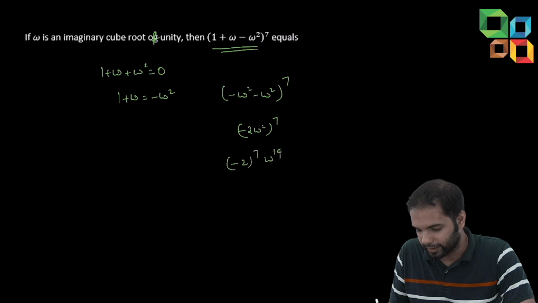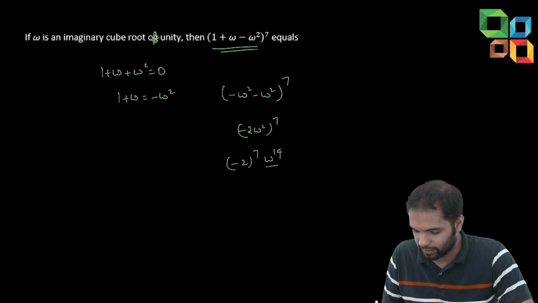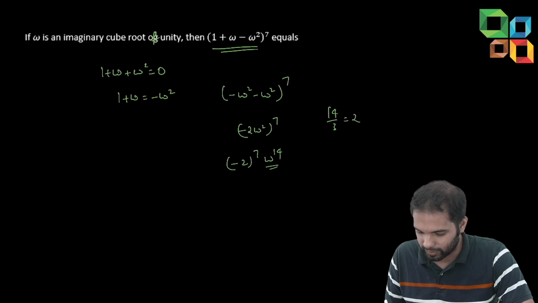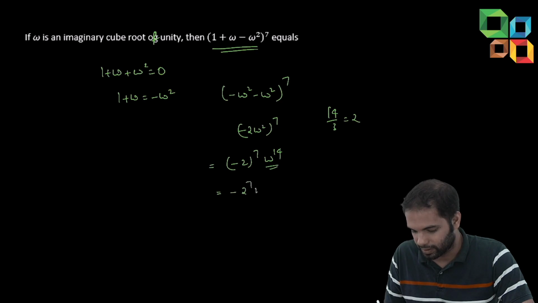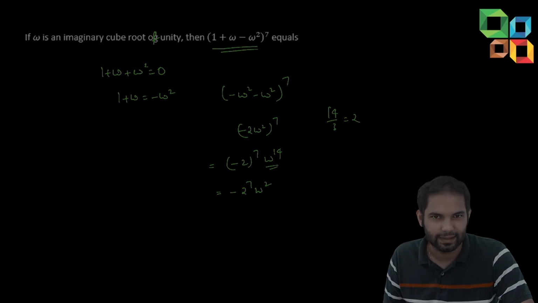So it is minus 1 whole power 7 omega power 14. Correct. So omega power 14 is what? I divide 14 by 3. Remainder is 2. So it's equal to omega square. So what is the final answer? Minus omega square. If you want, you can write 2 power 7 as 128, right? Or you can leave it as it is.